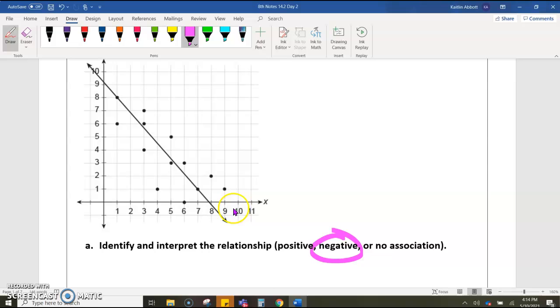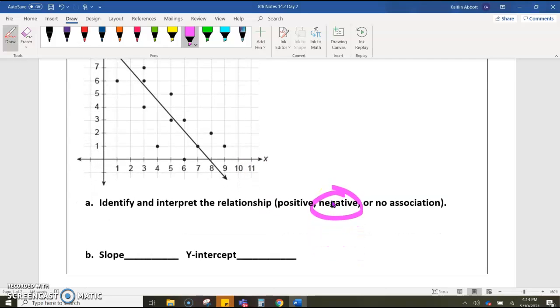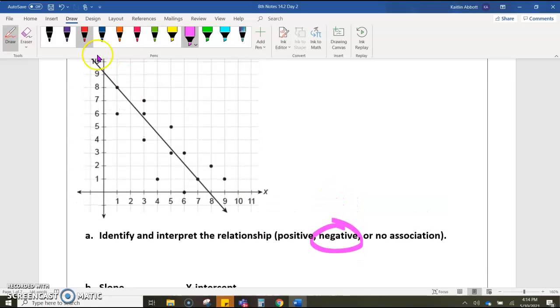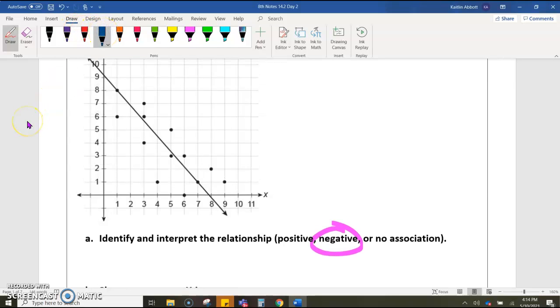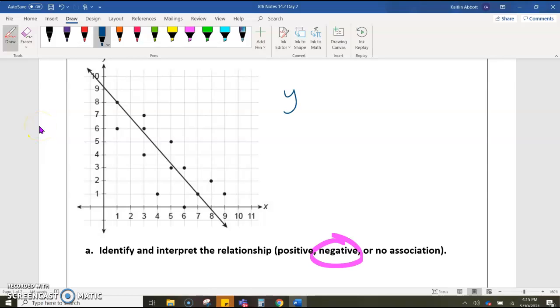So as these numbers go up, these numbers go down. So they're going down, the negative relationship. Now slope. I told you guys at the beginning of the other class, our equations always look like y equals mx plus b. Okay, so b is our y-intercept.